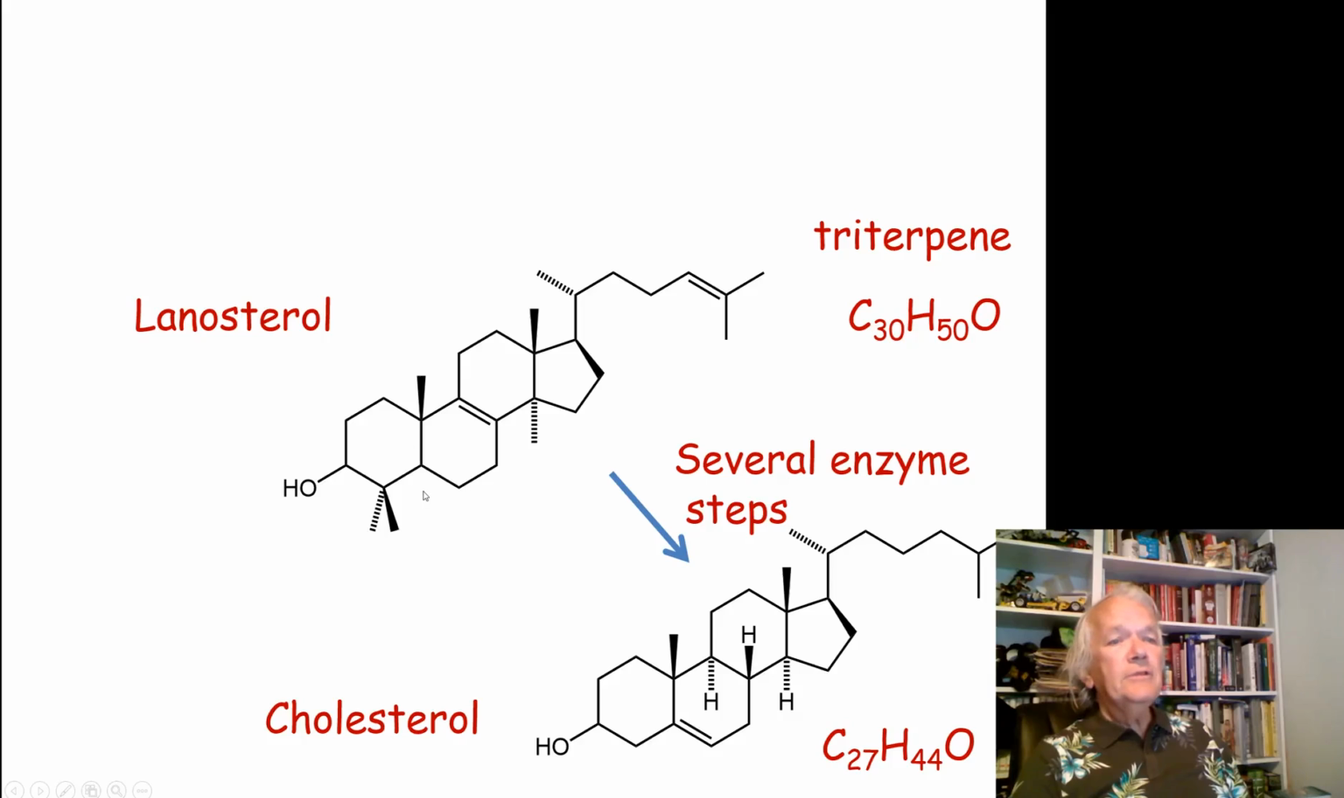So what happens is that another enzyme comes in, and it modifies this guy. And what it does is it basically strips off, so it does some redox chemistry, and it strips off some methyl groups. So these 2 methyl groups down here at the bottom are lost. This methyl group over here is lost, and as you can see, the double bonds are rearranged. This double bond over here gets reduced. But basically, this is the synthesis of cholesterol.